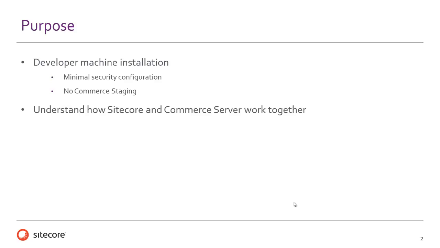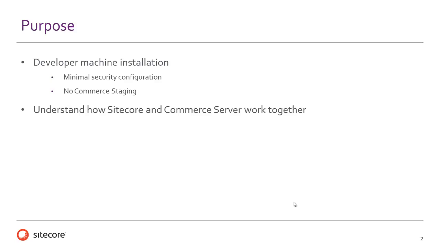First of all, we're going to do a minimal security configuration. In a production instance, you have to configure a number of roles and database access permissions specific to specific users and specific tasks within an installation.